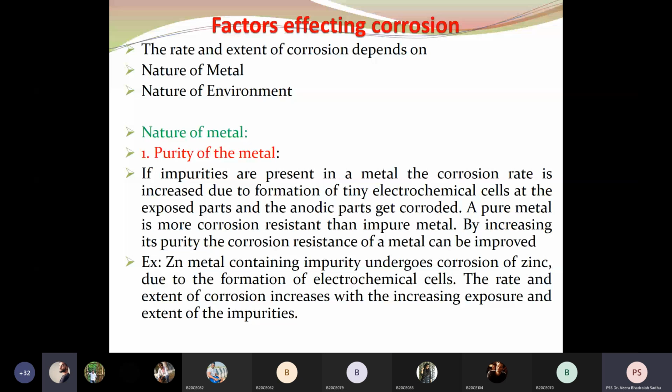Sir, your voice is breaking. So it can corrode more if there are more impurities.